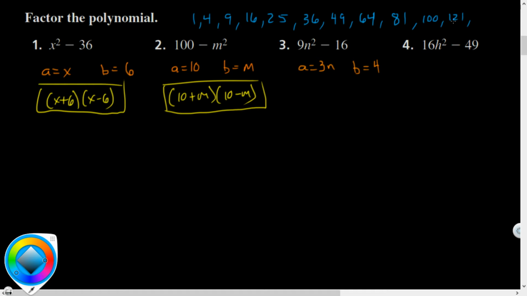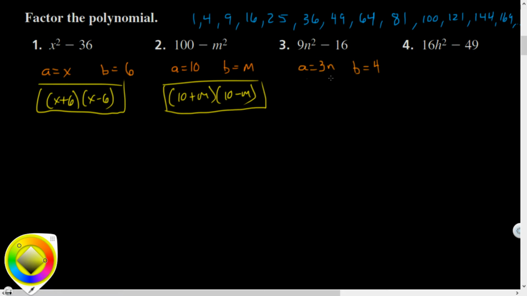Thank you. 121 is 11 squared. 12 squared is 144. 169 is 13 squared, etc. And there are infinitely many perfect squares. Those are numbers that are the square of another number, an integer specifically.